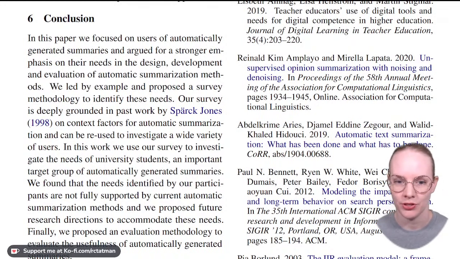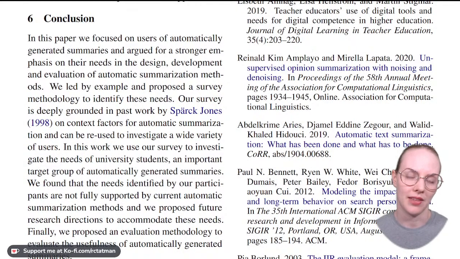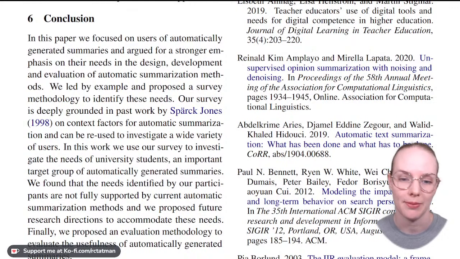"We led by example and proposed a survey methodology to identify those needs. Our survey is deeply grounded in past works by Spärck Jones." That's the author who came up with all of these different fine-grained ways of thinking about text summarization, or factors to consider in text summarization, "on context factors for automatic summarization, and can be reused to investigate a wide variety of users." So again, if you're working on something similar, feel free to use it. I believe they said it was CC BY. That license means you just have to attribute that they wrote the original survey when you use it. You can also use it for commercial applications, which makes sense, because otherwise Microsoft wouldn't be able to use it for their stuff.